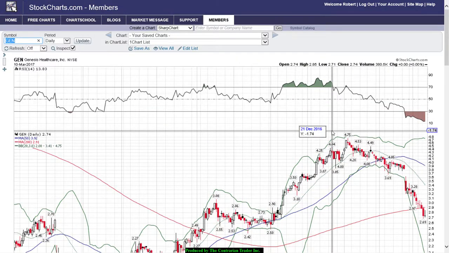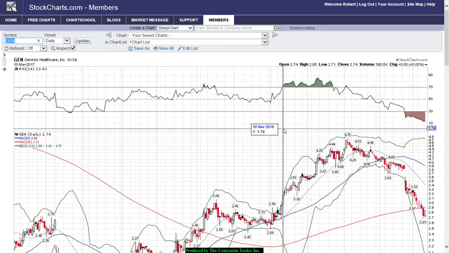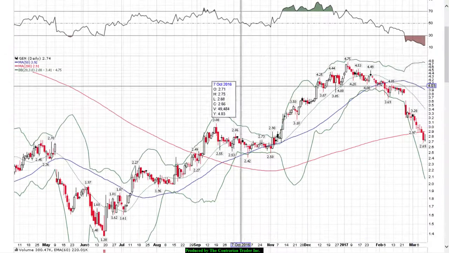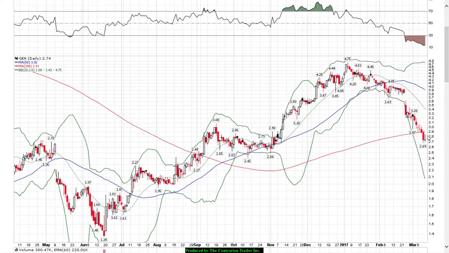Next chart up, another extreme oversold stock, GEN, Genesis Healthcare. RSI 13.83, but we can't just use the RSI, right? We need to take a look at the price action. Now, what I'll say is bullish about Friday's price action is the fact that we didn't make a new daily low. It was an inside day, no new daily high, no new daily low.